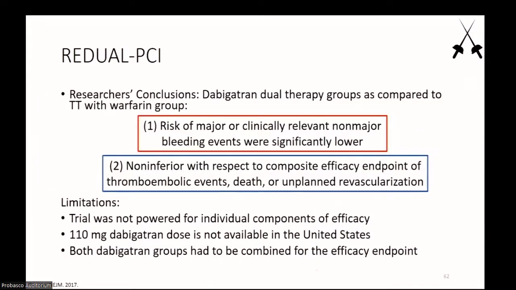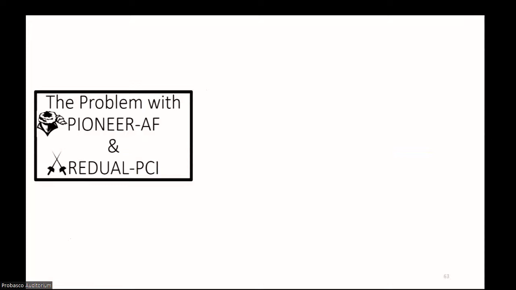So from this trial, the researchers concluded 2 things. Comparing the dabigatran dual therapy groups to triple therapy with warfarin group, 1, the risk of major or clinically relevant non-major bleeding events was significantly lower. And 2, is non-inferior with respect to composite efficacy endpoint of thrombotic events, death, or unplanned revascularization. Some limitations: this trial was, again, not powered for individual components of efficacy, and we don't use that dose here in the United States.